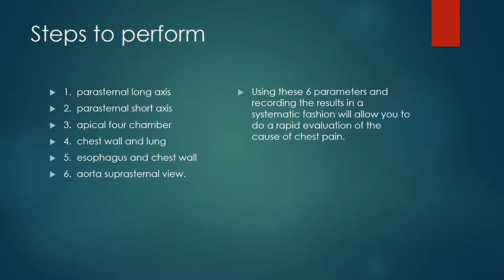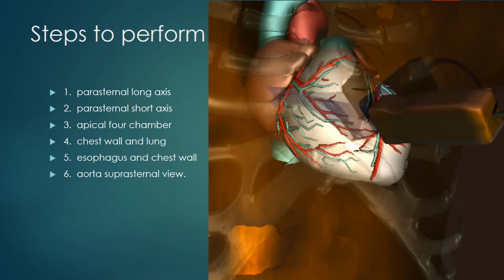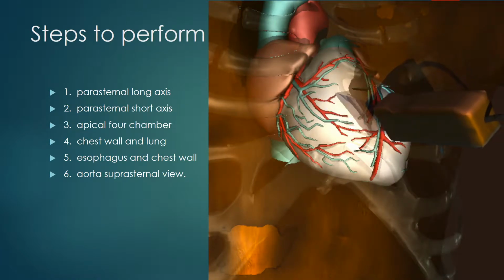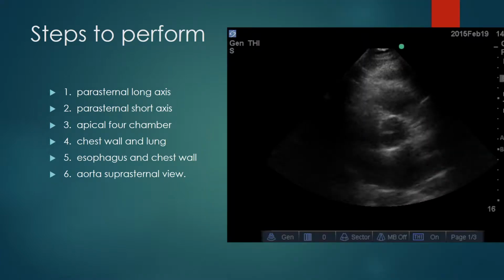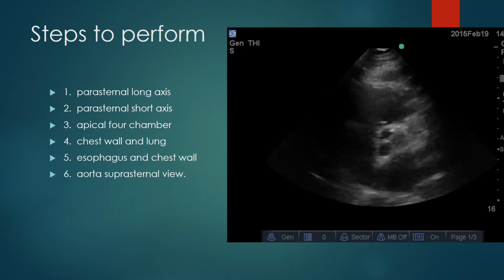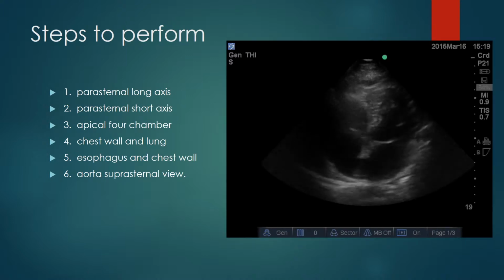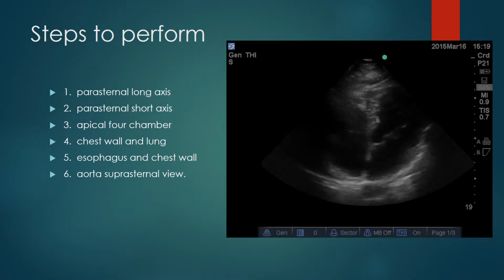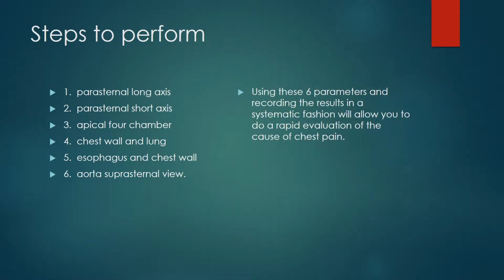You'll want to get a parasternal long axis view between the 3rd and 4th intercostal space parallel to the sternum at 11 o'clock. Parasternal short axis, rotate your transducer to 1 o'clock. Apical four chamber, go to the apex of the heart, point your marker towards the left axilla. You can also get an aorta suprasternal view, and I'm going to show you how to do that later.